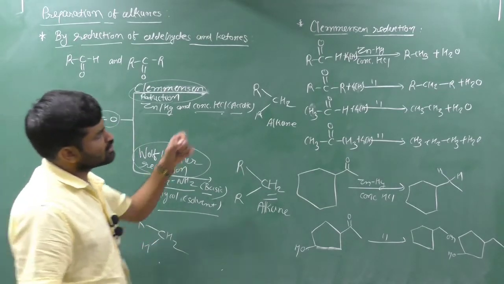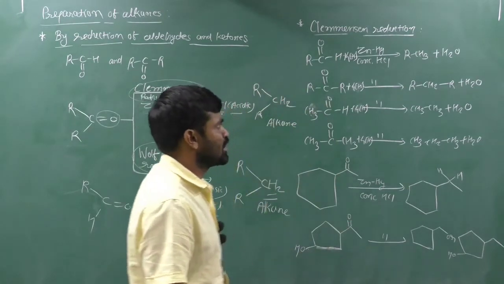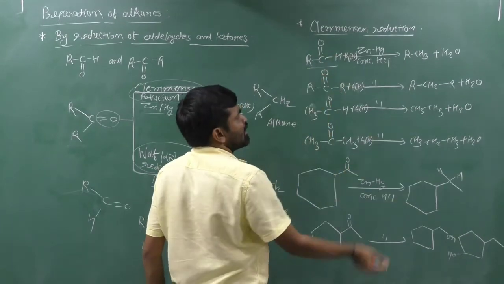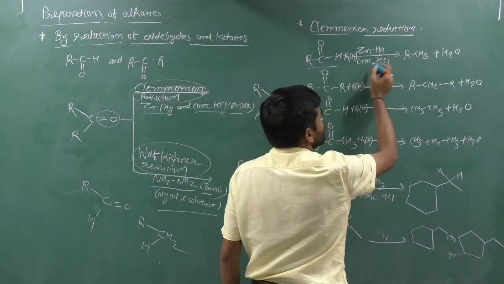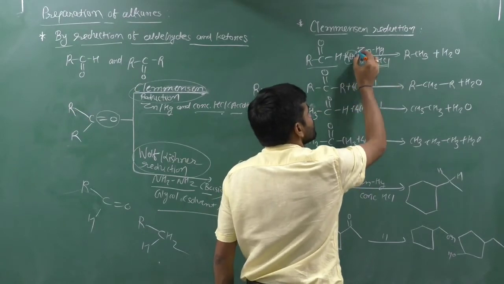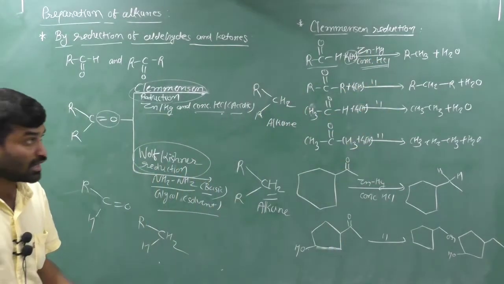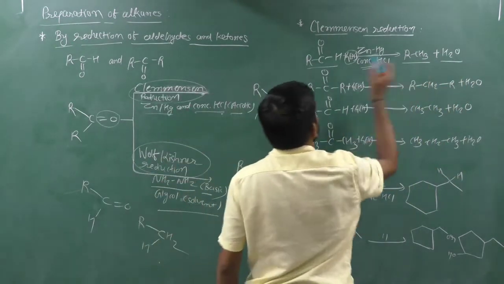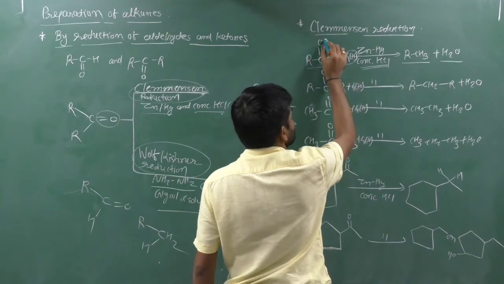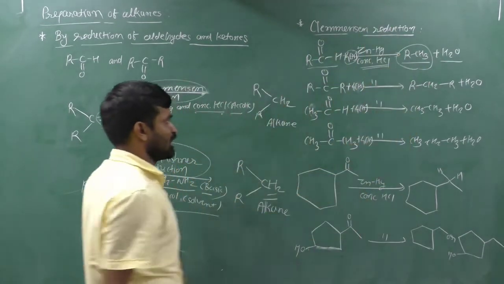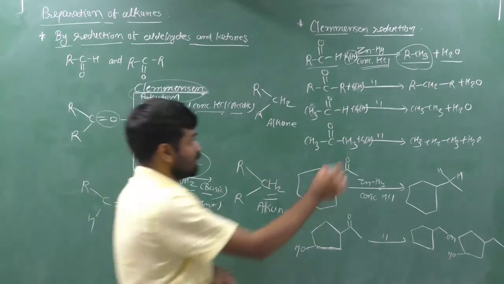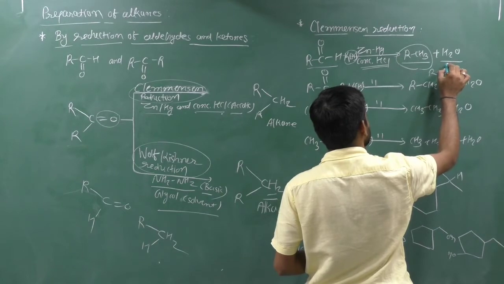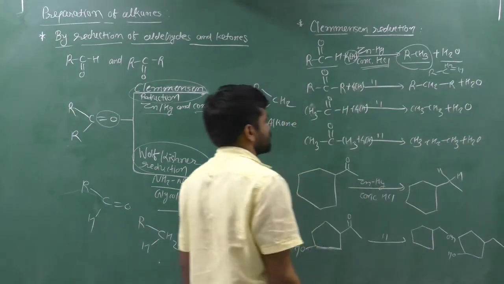First of all, we discuss some important points of Clemmensen reduction. RC double bond OH, we have an aldehyde, any aldehyde. We carry out the reduction with ZnHg in the presence of concentrated HCl. It supplies 4 hydrogens to give RCH3 plus H2O. H2O is a byproduct. RCH was already there, here we connected two hydrogens, so the total becomes RCH3. It is an alkane. Clear?